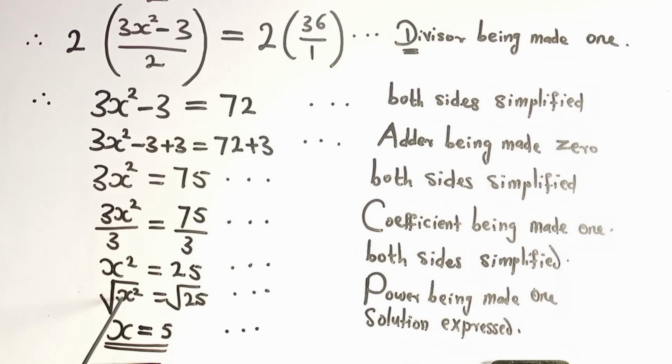Now, what is square root of x to the power 2? It is x. What is square root of 25? It is 5. Therefore, finally, we have applied the 4 skills. We started with making the divisor become 1. After it, we went over to making the adder become 0. After it, we went to making the coefficient become 1. And now, we have made the power become 1. X to the power 1 is simply x, so x is equal to 5. This is how to express the solution to that equation.